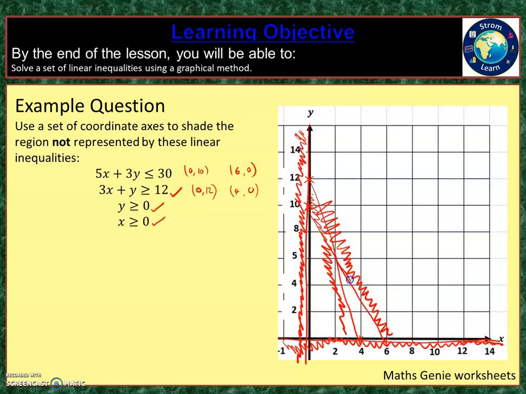And I can see that this region here, so just going over in more detail, put an R in it for region, that is the region that satisfies all these inequalities because it's the right side of every one of the lines that I've got involved.